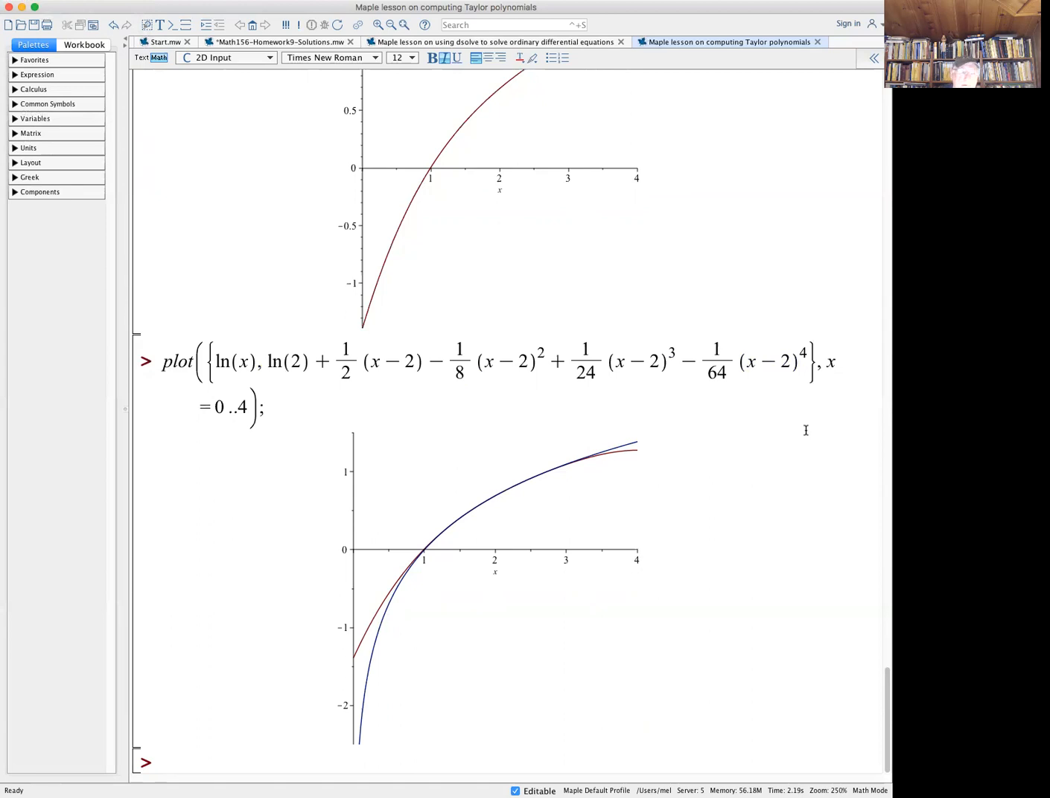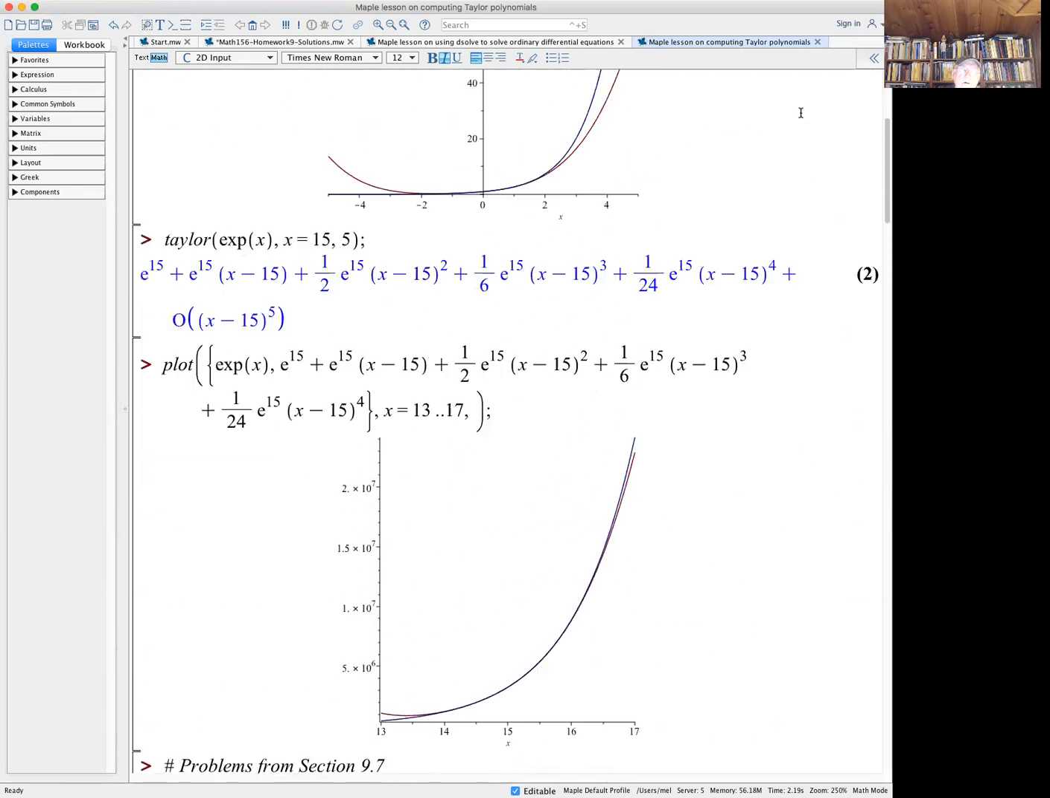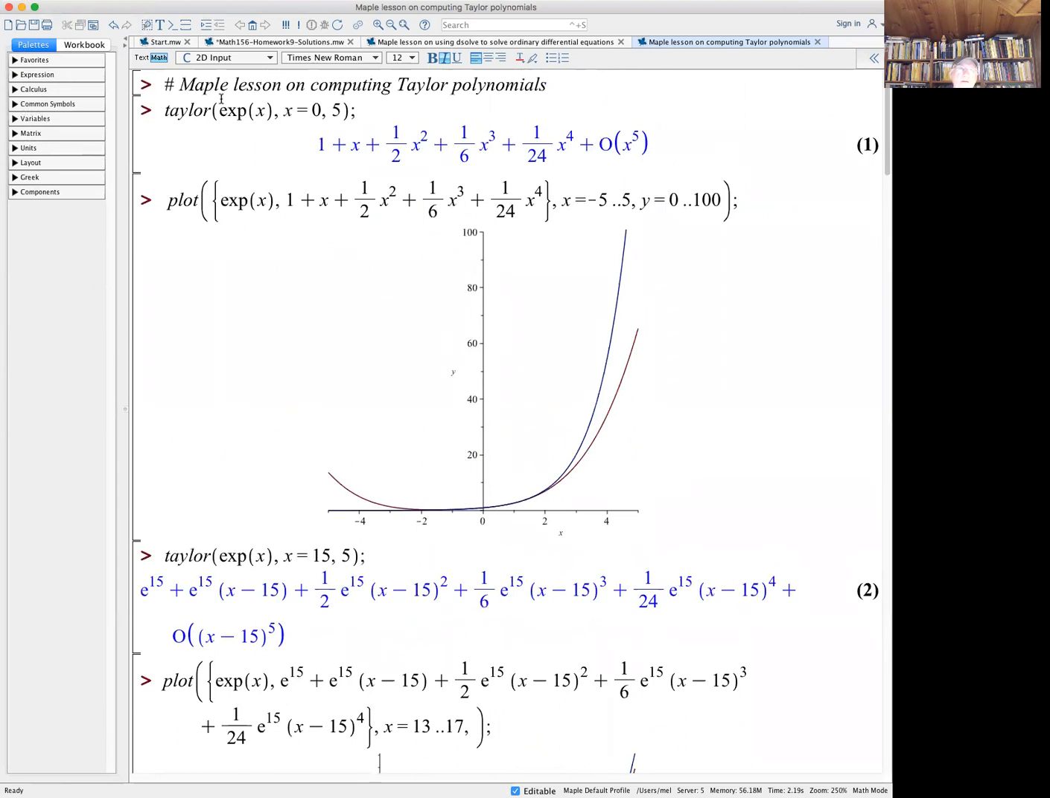Right? That's it. That's how you calculate a Taylor polynomial in Maple. It's just this beautiful, simple command. That's really great.